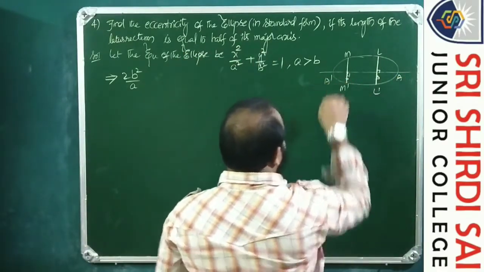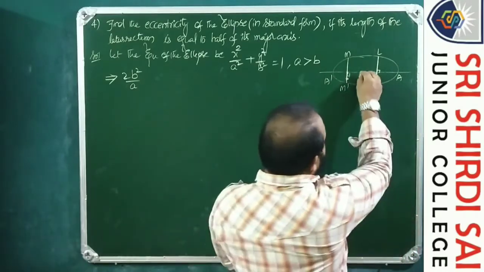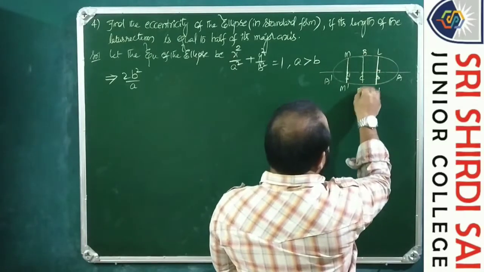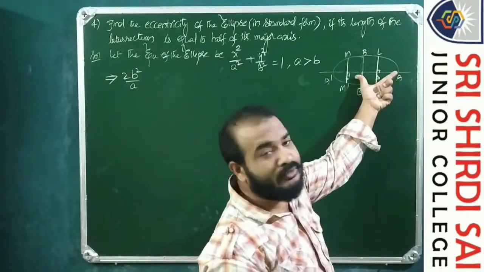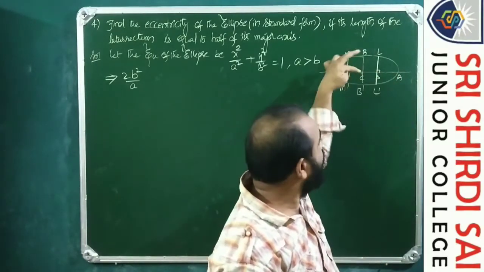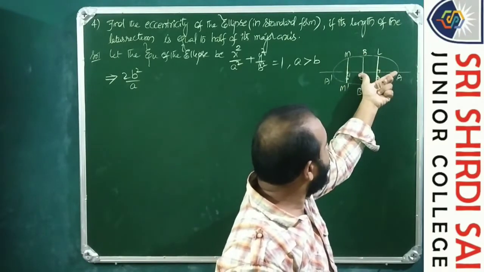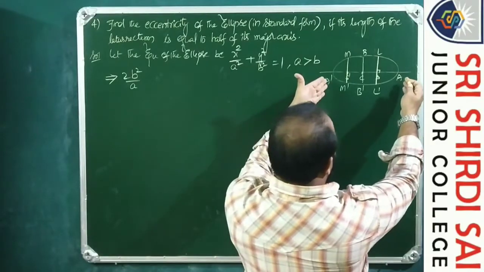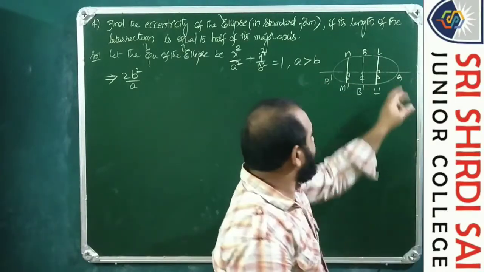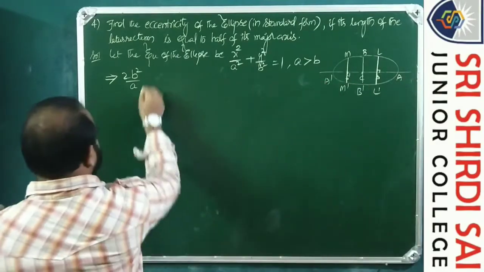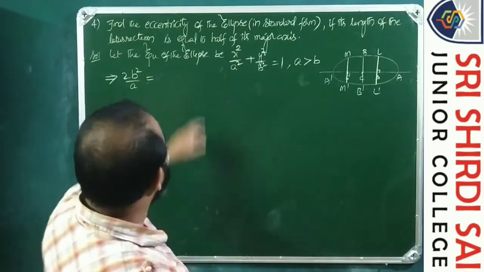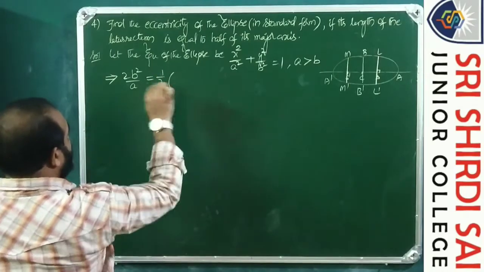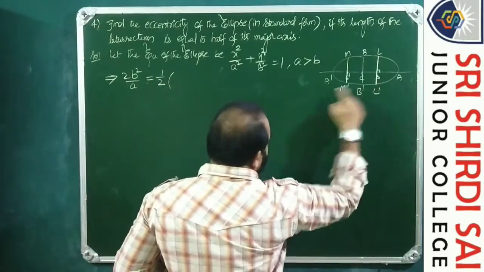Here, since A is greater than B, this is B dash. So this seems to be greater compared to this. Therefore A is greater than B. So here the major axis is along the x-axis. So this is 2A, which is equal to half of its major axis. So 1 by 2 into, what is A dash?